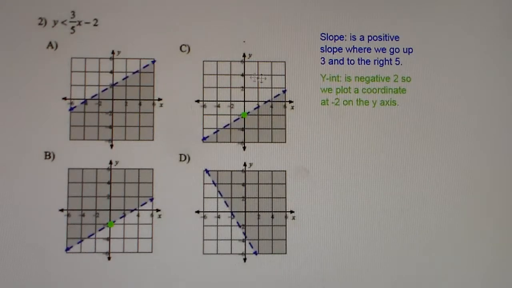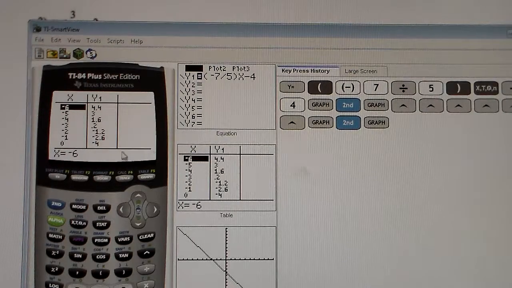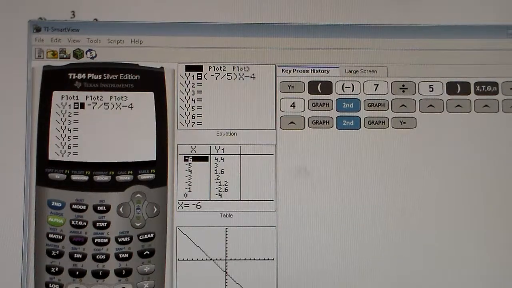Let's look at number 2. We have y is less than 3/5 x minus 2. Since y is all solved for, we're going to put this equation into the graphing calculator. So let's do that. Let's bring up the graphing calculator and find out what our line's going to look like. So we hit our y equals button.